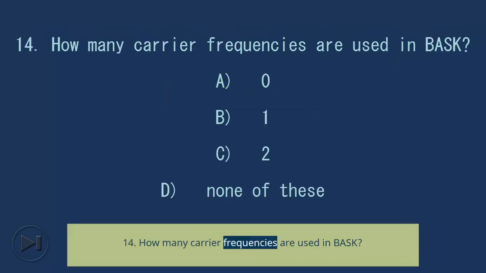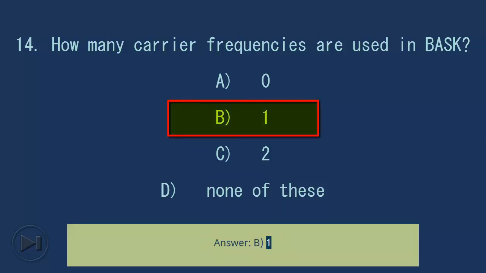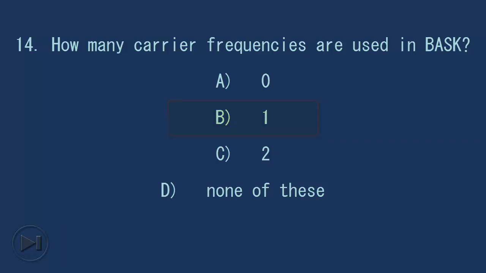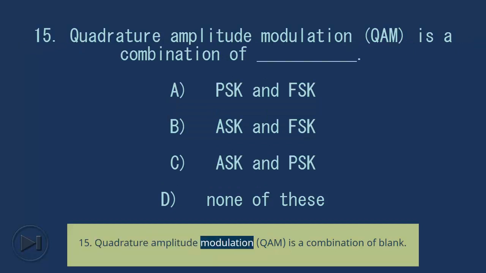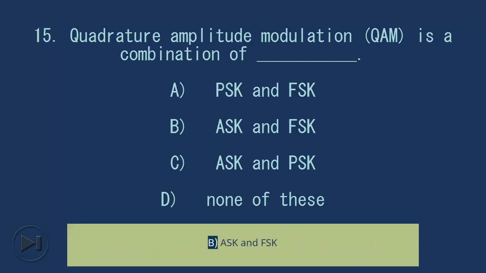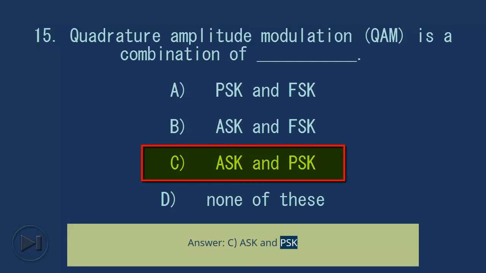14. How many carrier frequencies are used in BASK? A. 0. B. 1. C. 2. D. None of these. Answer, B. 1. 15. Quadrature amplitude modulation, QAM, is a combination of blank. A. PSK and FSK. B. ASK and FSK. C. ASK and PSK. D. None of these. Answer, C. ASK and PSK.